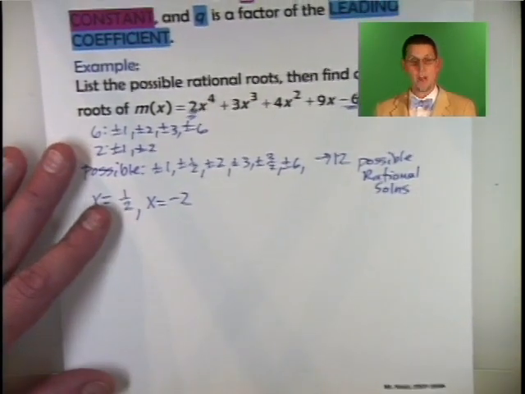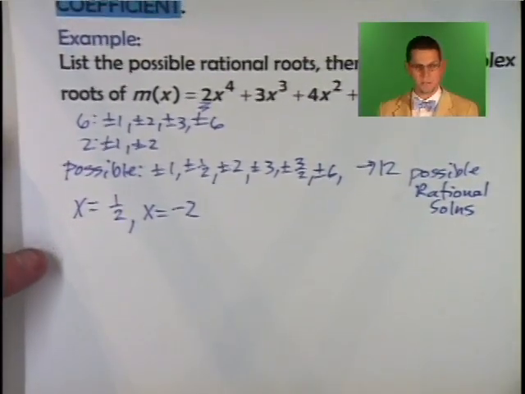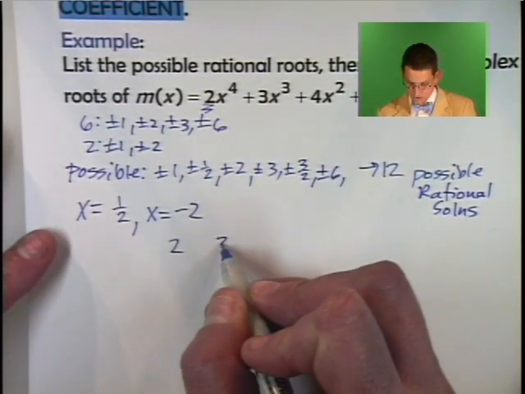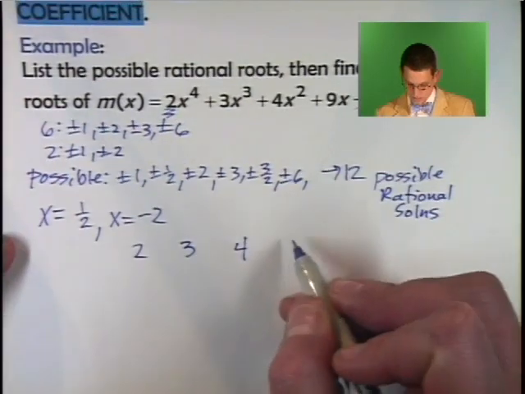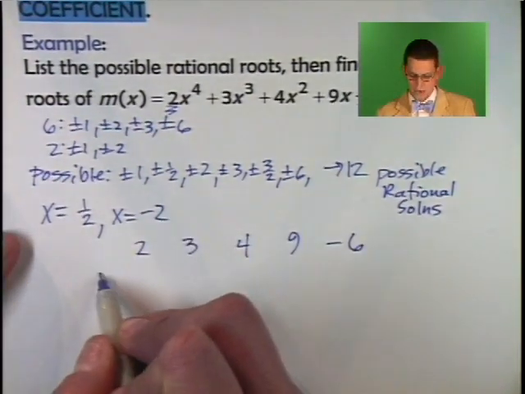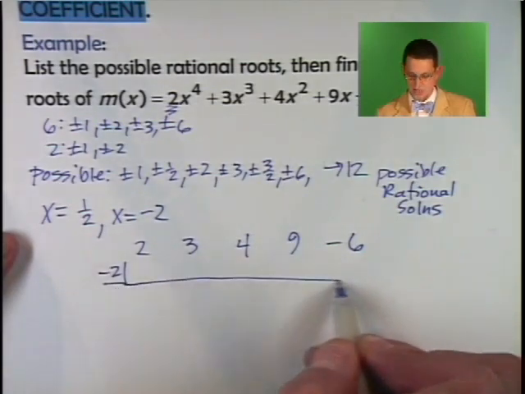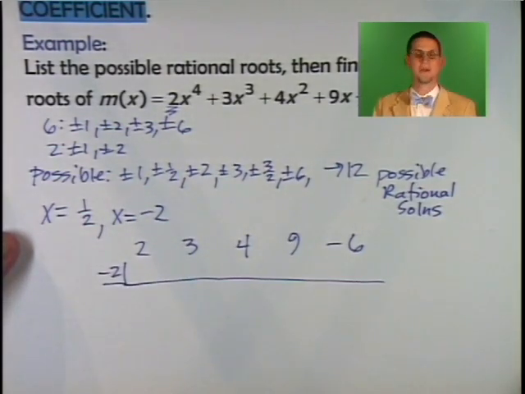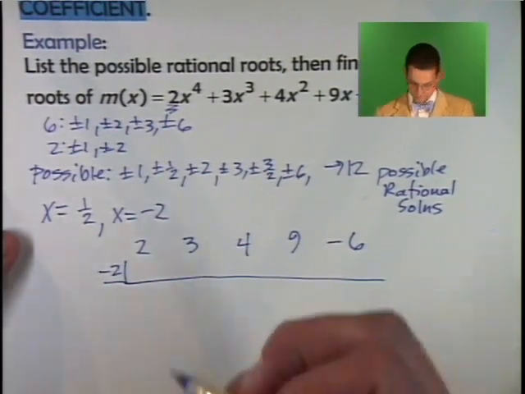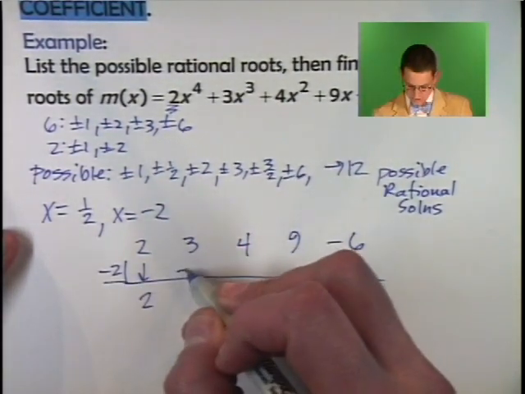So let's try this. This is a good quick review of synthetic division. We're going to write out our coefficients: 2x to the fourth, 3x cubed, 4x squared, 9x, and negative 6. I'm going to do my negative 2 first, just because it's not the fraction, and you want to do the easier numbers first because you're going to make the polynomial smaller.